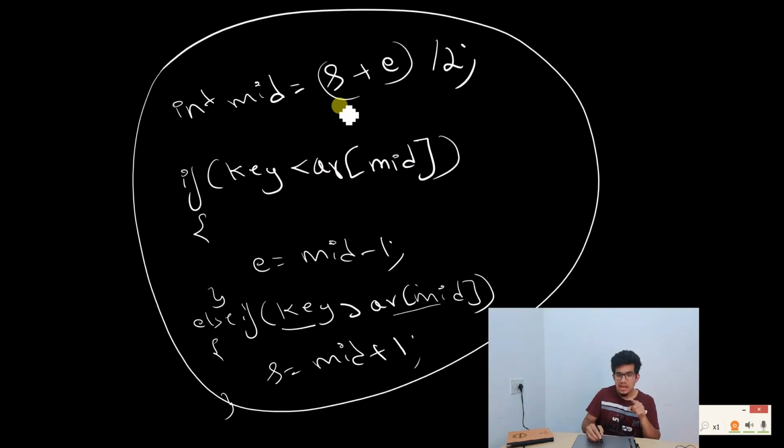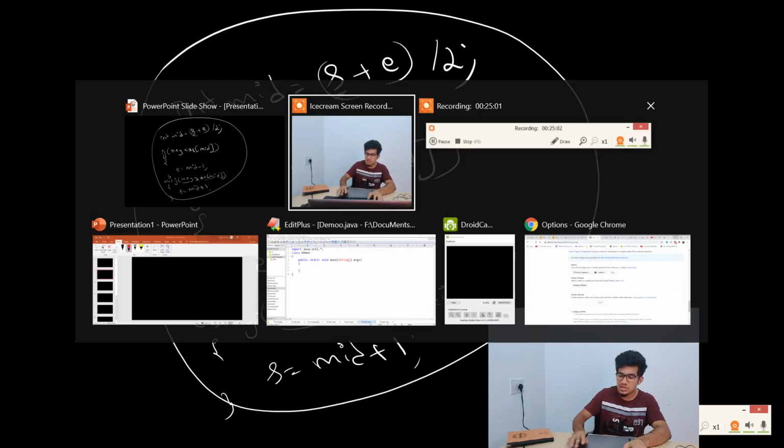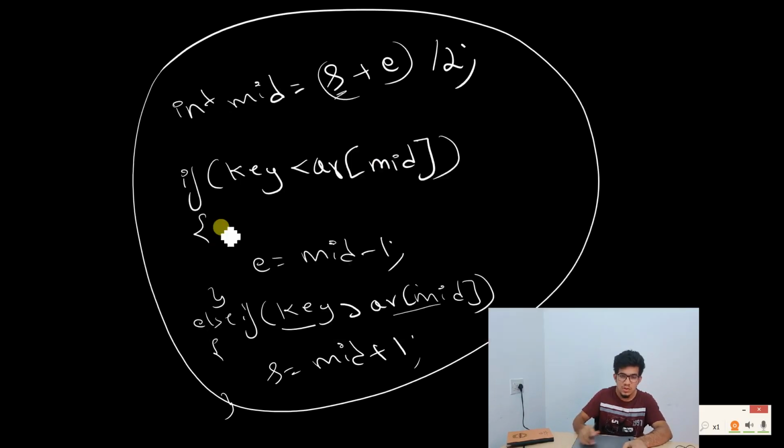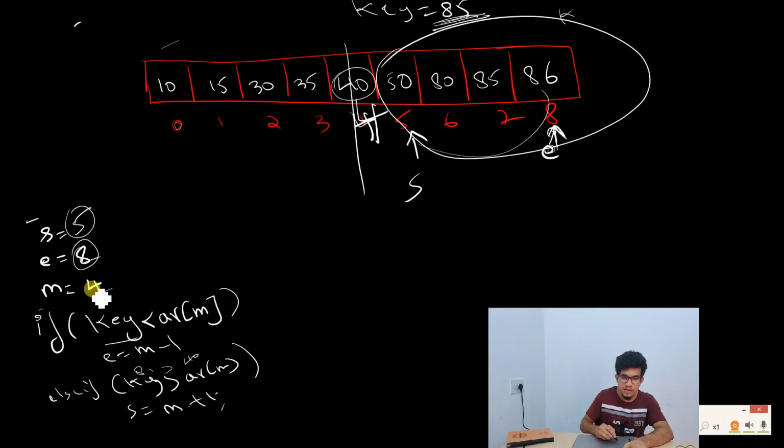So again I will find the middle. Mid is equal to start plus end by 2. So here I will find the mid. What is 5 plus 8? 5 plus 8 is 13. 13 by 2 is 6.5. So the 0.5 is lost. Mid element is 6. Okay.